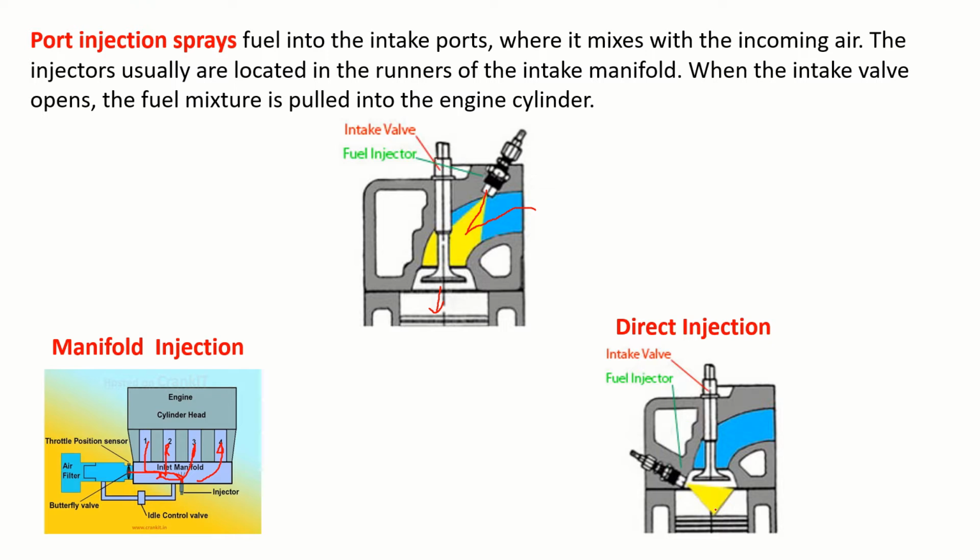Then we have direct injection. Here you can see the cylinder. The injector is mounted right above this at the inlet valve. Through the inlet valve, air enters. Then into the cylinder, the fuel is directly injected. That is direct injection system. So you can note the difference between port injection, manifold injection, and direct injection.